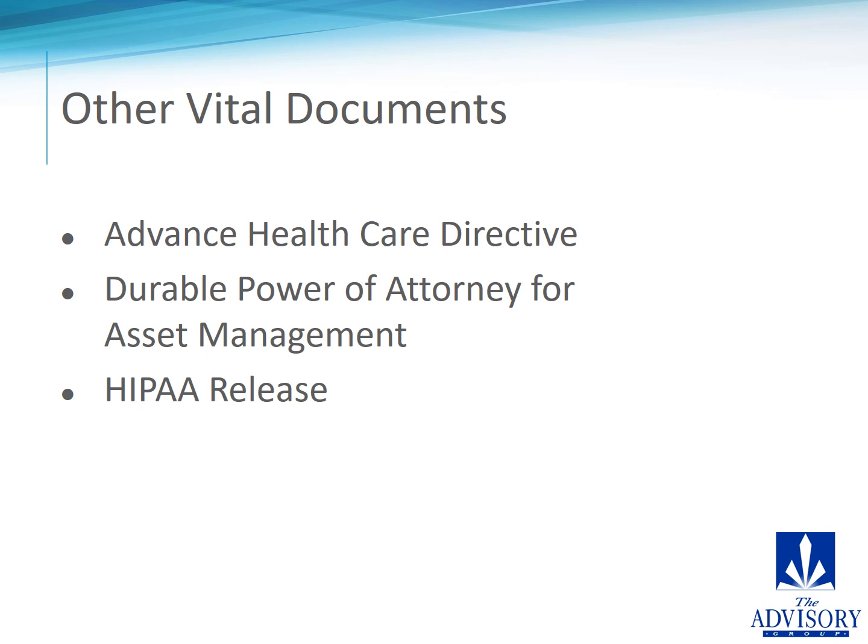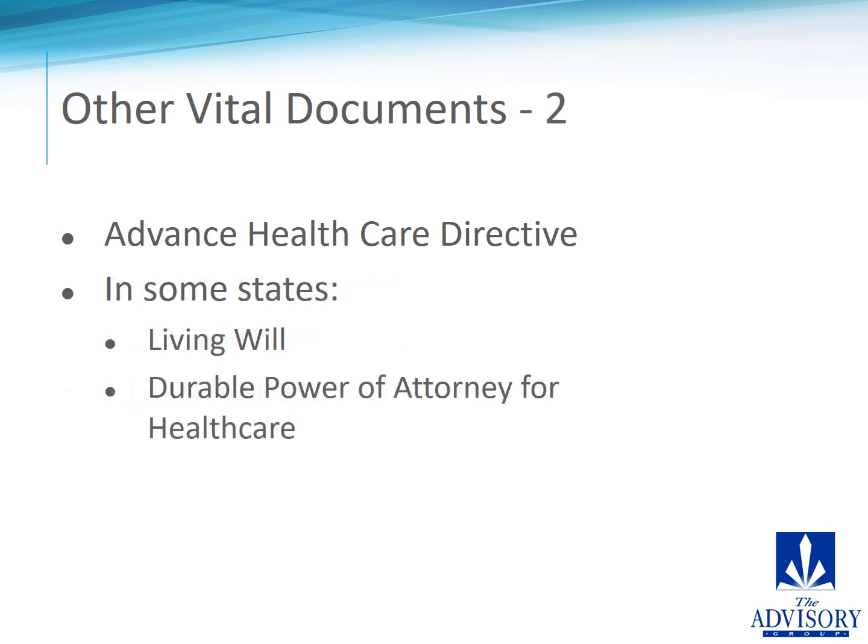The documents you need to have are right here: Advanced Healthcare Directive, a durable power of attorney for asset management, and a HIPAA release. Let's review these in a little more detail. Start with the Advanced Healthcare Directive. This is the document that expresses your wishes regarding medical related needs. Now, in some states, this is two separate documents, usually referred to as a living will and a durable power of attorney for health care. In California, it's combined into a single document, the Advanced Healthcare Directive.